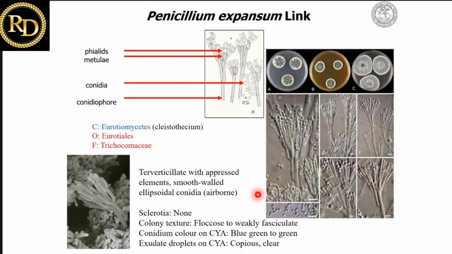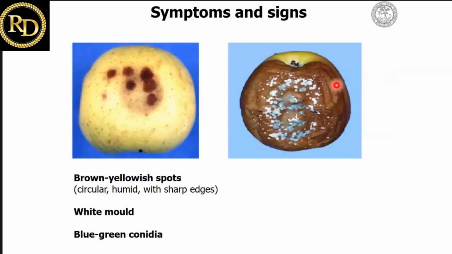Penicillium, well, it is a terverticillate species. This is how it appears on Petri dish. The symptoms, initially, we can see some small brown to yellow spots, which are circular, humid, and with very well defined edges. Then the rot grows very quickly, and it can occupy the whole surface of the fruit. It causes a very soft rot.